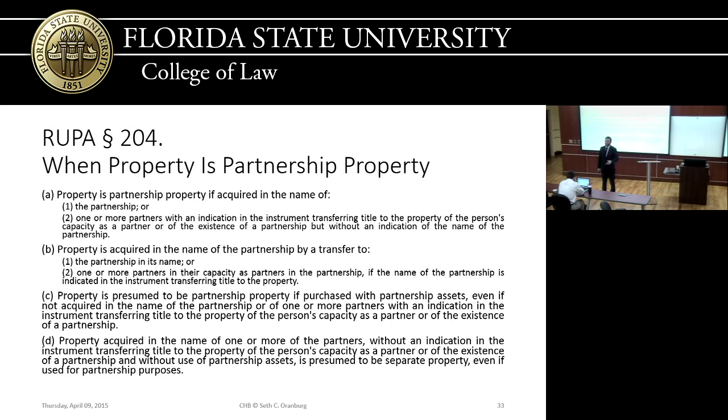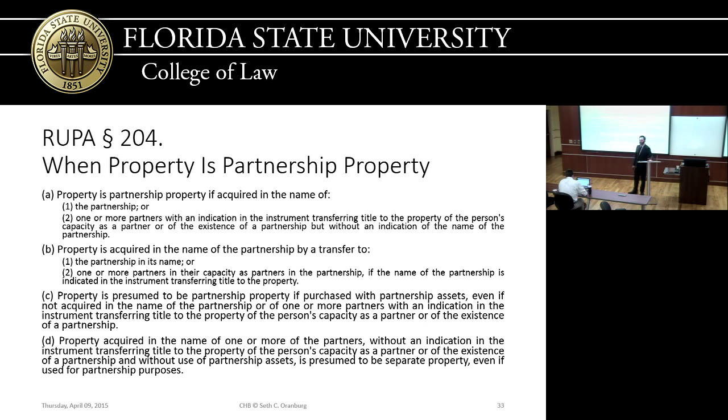Now I can sign that document in a number of ways. I can sign it with my name, or I could sign it as a partner. And that makes an important difference. If I sign it, Professor Orenberg, partner, Orenberg Partnership, right? That creates a different legal effect than if I just sign it with my own name. However, if I sign it with my own name with the intent to transfer title, we have something that we presume is partnership property. And at the bottom, C and D, we have two rebuttable presumptions.